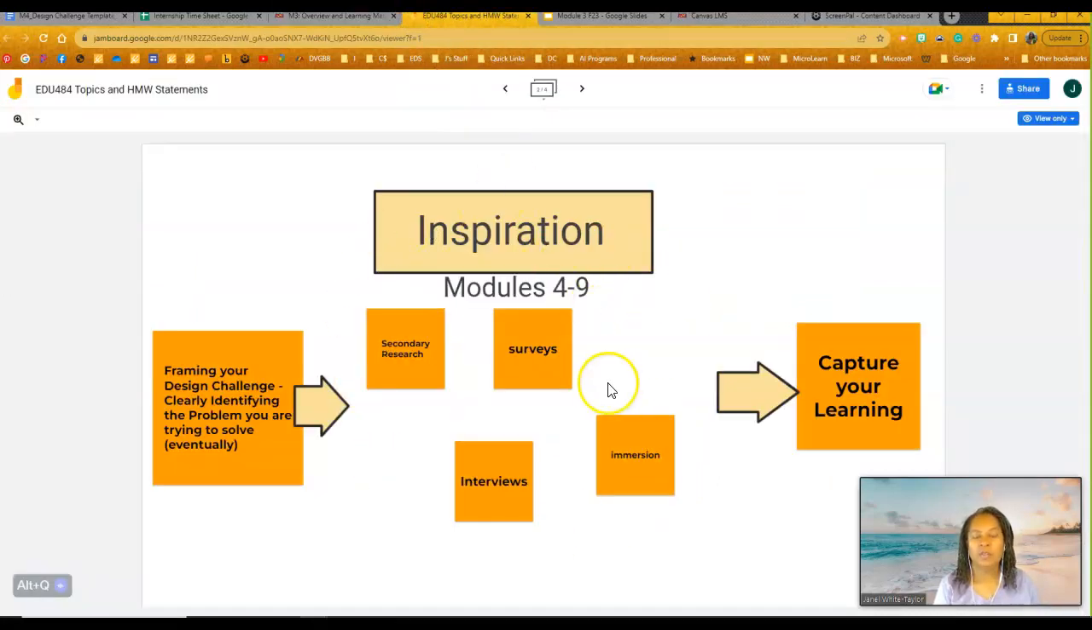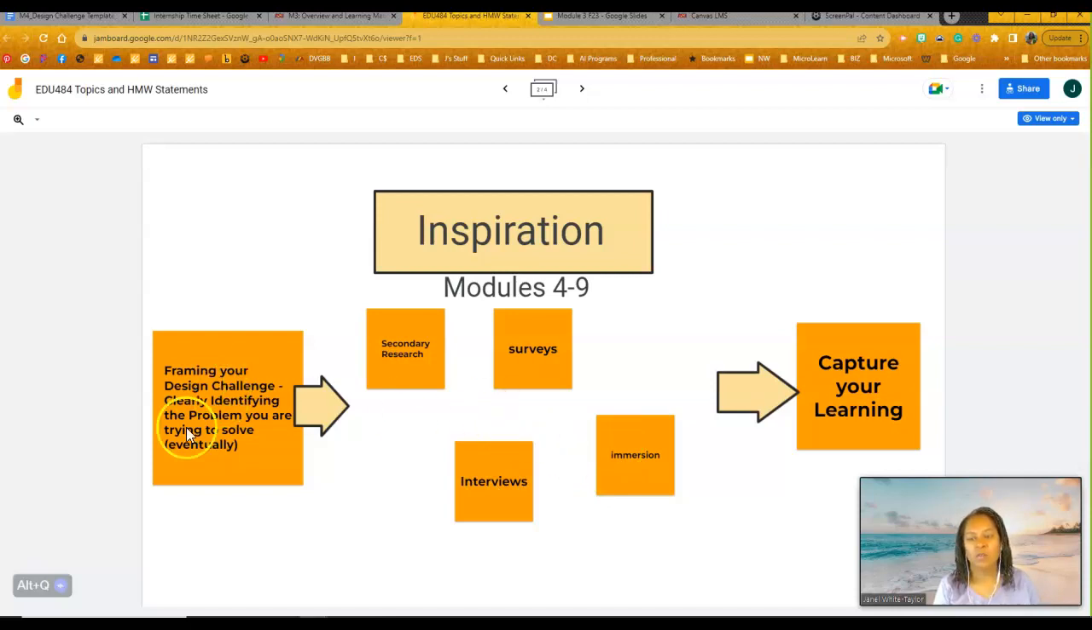So think back to 396 when we started talking about inspiration, ideation, and implementation. If you go back to those templates that you created on inspiration, you're going to see we talked about all of this information. So starting in Module 4, we're going to start looking at secondary research. We're going to start looking at your surveys, at interviews, and then immersing yourself in your surroundings and in your area.